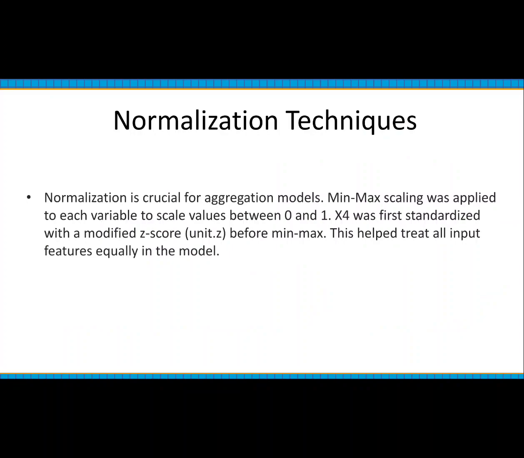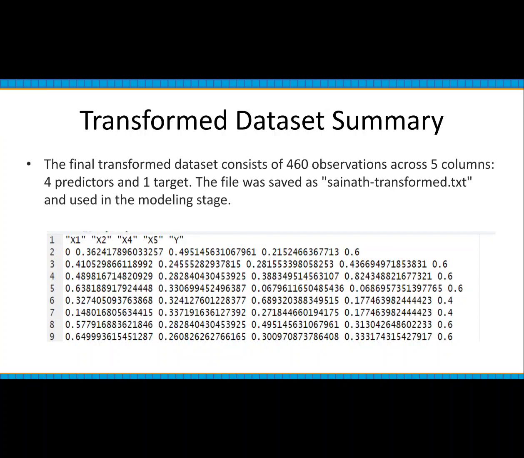The normalization technique is crucial for aggregation models. Min-max scaling was applied to each variable to scale values between 0 and 1. At the end of task 2, after successfully executing all transformation methods, we get the final output as x1, x2, x4, x5 and y. The final transformed dataset consists of 460 observations across 5 columns, 4 predictors and 1 target. Below you can see our output of the transformed dataset.